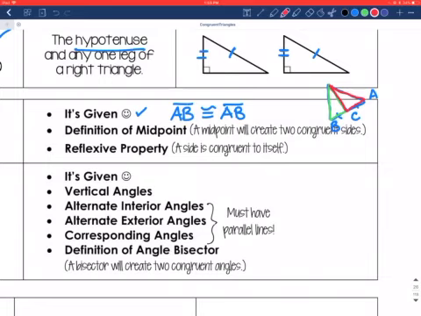Also, reflexive property: a side is congruent to itself. So you see this side right here is being shared by both triangles. Well, that side would be congruent to itself. That would be just as if we had two triangles like this, and we just kind of move those triangles apart. Well, that side would be congruent. If it's together, touching, like it is here, then we know that that side is congruent.